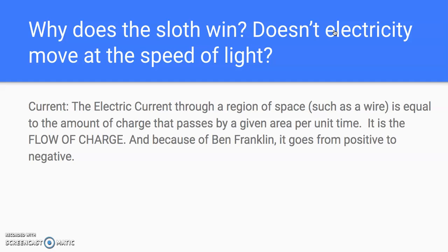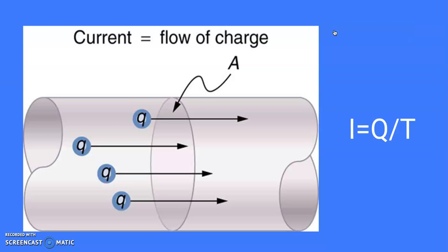The electric current through a region of space, such as this wire in a circuit, is equal to the amount of charge that passes by a given area per unit time. The best way to say it is the flow of charge. And because of Ben Franklin, we know it goes from positive to negative. Here's a diagram of current. As we can see, it's the amount of charge that flows through a given area over a certain amount of time. So that's the equation for current.